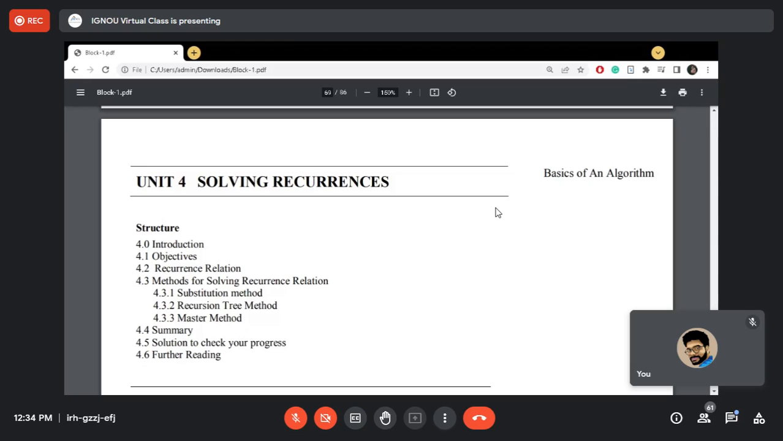So what do you mean by recurrences? Like how many times it is repeating? Yes, when a function calls itself, one after another, that is called recurrence. Have you heard about the substitution method, recursion tree method, master method? No, ma'am. Okay. These are the keywords which we use in mathematics, like the substitution method.